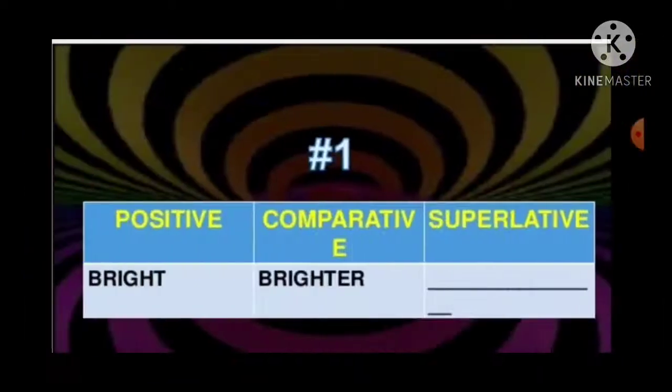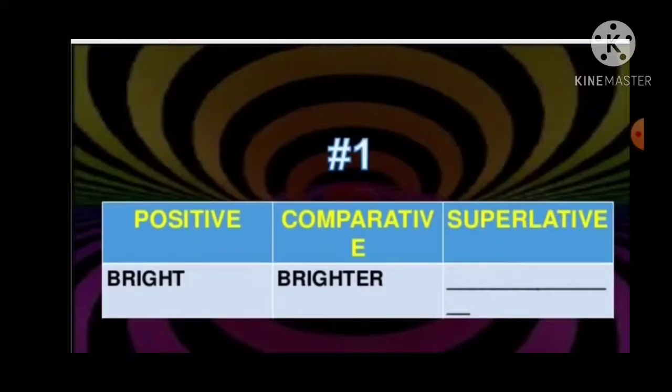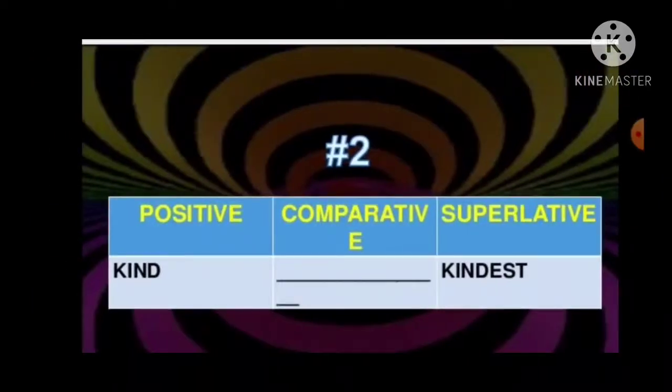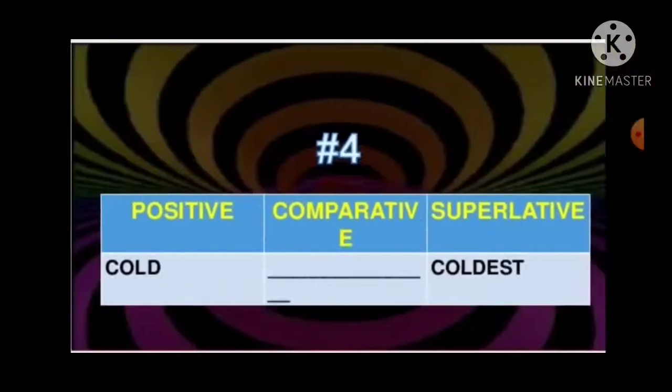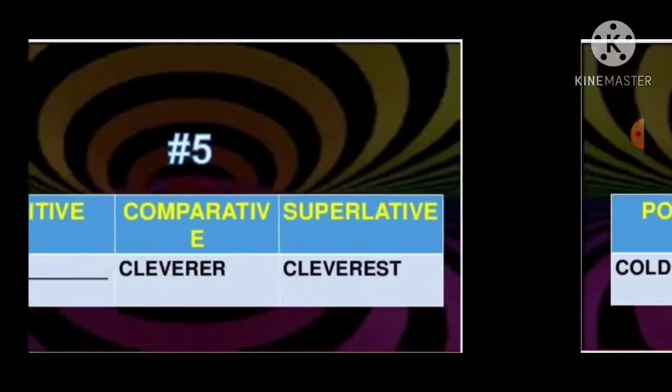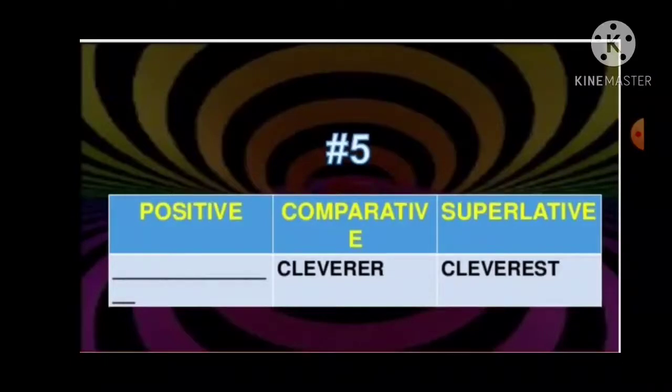Let us proceed. Positive, comparative, superlative: bright, brighter. I do not reveal the answer. It is up to you. You just decide, and I will reveal all the answers after finishing the questions. Then you check whether your guess is correct and your knowledge is good. Next, kind, kindest, comparative is missing. Bold, bolder. Cold, coldest. You have to find the missing one. So positive is missing here.